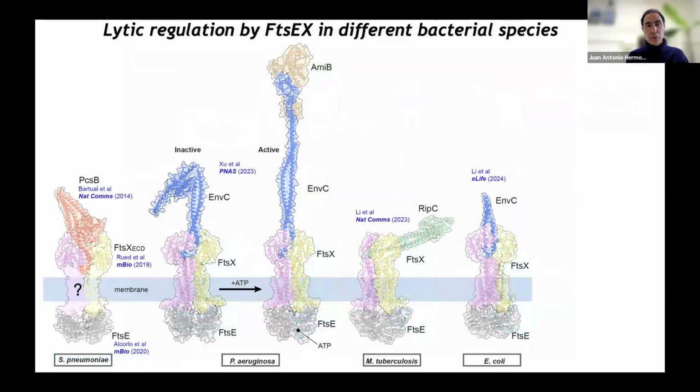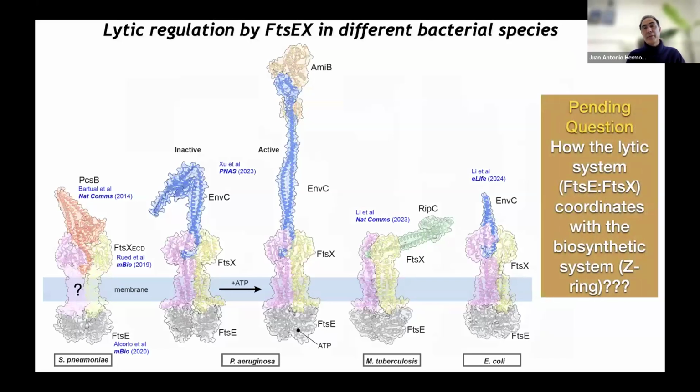This is more or less the present state of the structures in different systems, which are providing some indications. While in the case of Streptococcus pneumoniae, many questions remain to be solved. Another pending question is understanding how the lytic system provided by FTSEX coordinates with the biosynthetic machinery, the cell wall synthesis. So this is a remaining question.